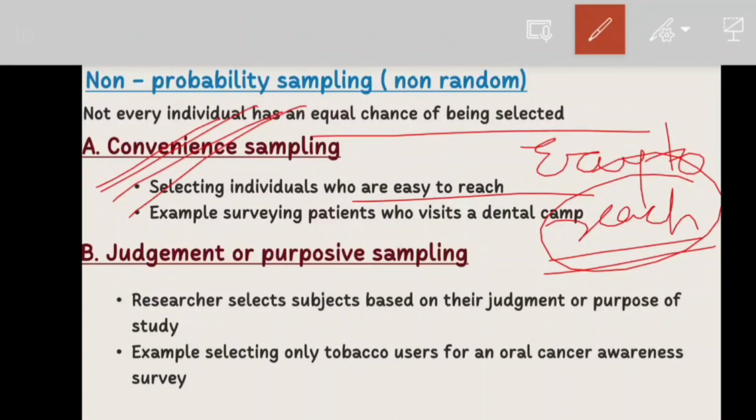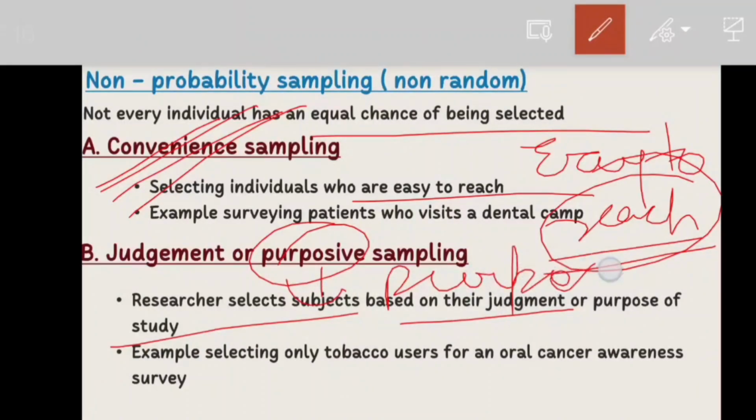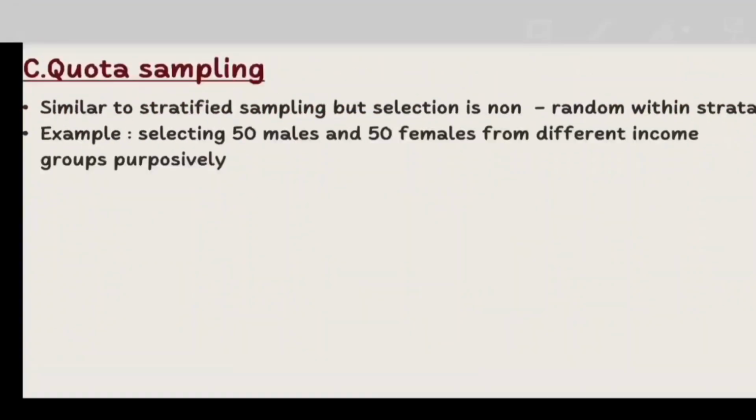Okay, now judgment, or you can say purposive sampling. Here the researcher selects subjects according to their judgment or the purpose of the study. For example, suppose we are conducting an oral cancer awareness survey. We basically want to study tobacco users. So we select tobacco users for the study. This is purposive sampling because the subjects are selected according to the purpose of the study. Purposive means purpose. So if you select people because they specifically fit the purpose of your study, that is purposive sampling.